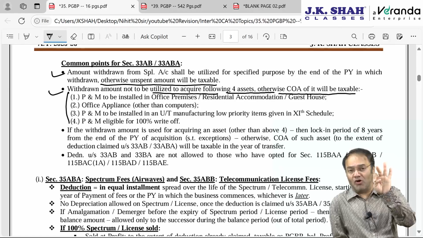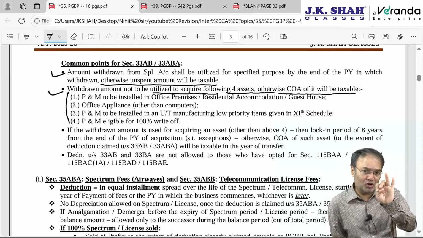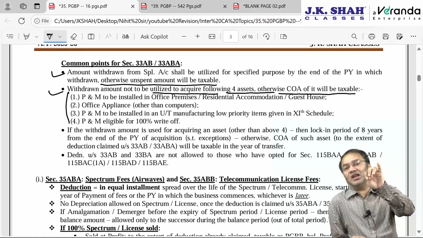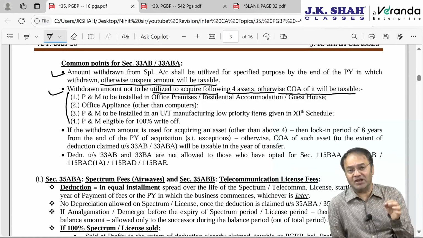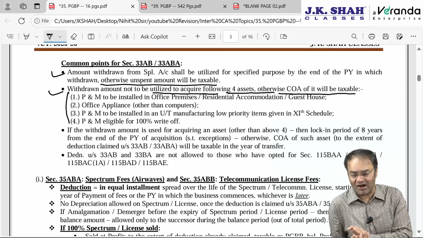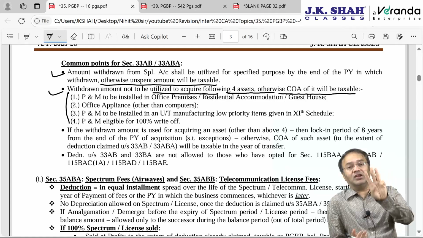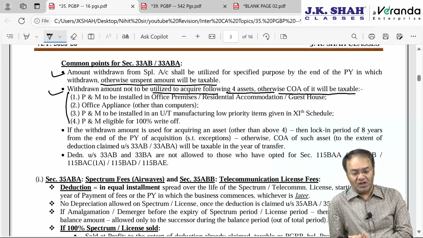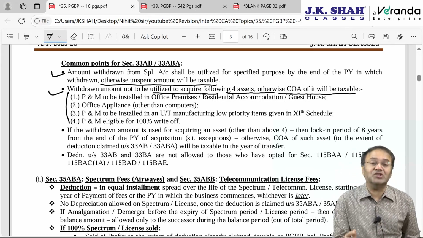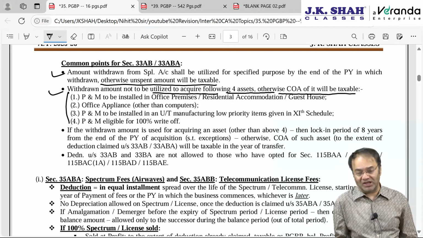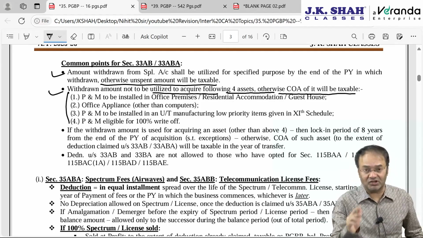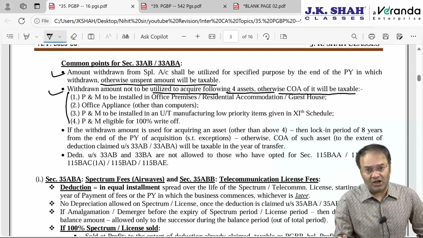any plant machinery which is to be installed in office premises, residential accommodation or guest house, any office appliance, and last one was any plant machinery whose entire cost is allowed as a 100% write-off by way of depreciation or otherwise. Out of those 5, 3 of them are reproduced here. But sir, there are 4 items, no? Answer: yes. 4th item is a new item, extra asset which is blacklisted. 3 of them are common with additional depreciation.